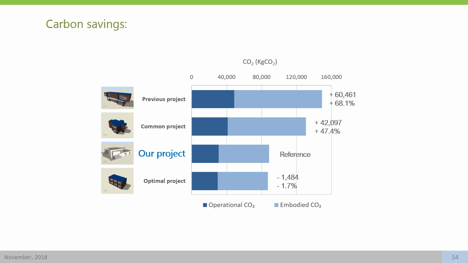Also, we have a reduction of more than 42 tons of carbon compared to the common project, and more than 60 tons compared to the previous one. Again, the difference between our project and the most optimal possible is very small. So it means that our project, even taking into account the real requirements of the owners and the site, etc., even in this case, we are very, very near to the most optimal possible.